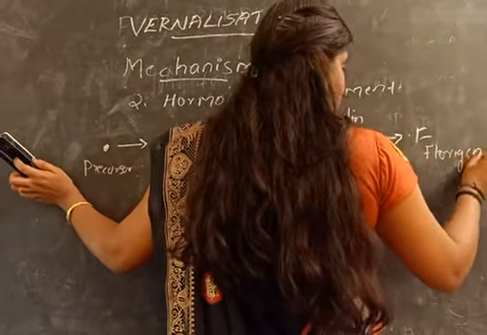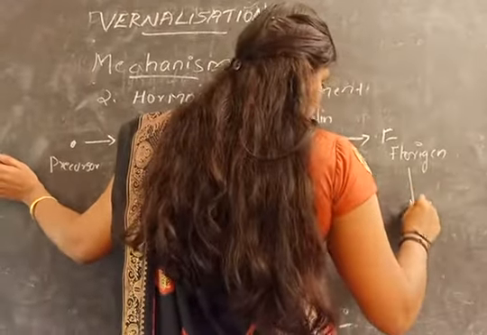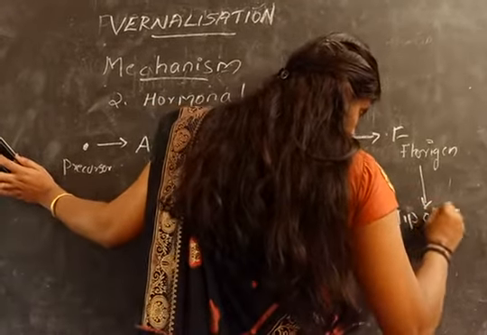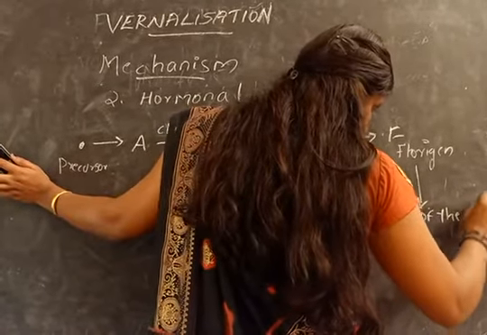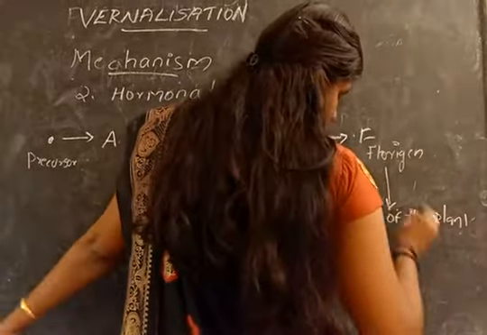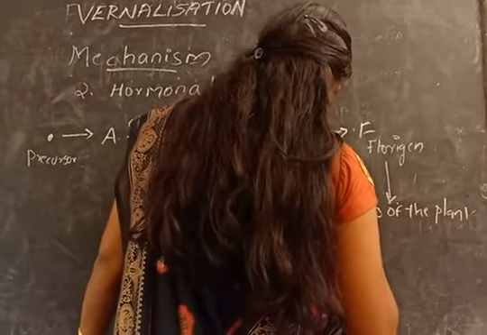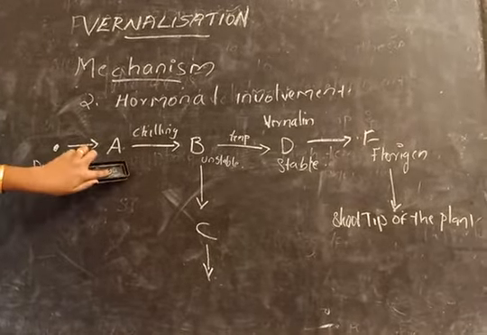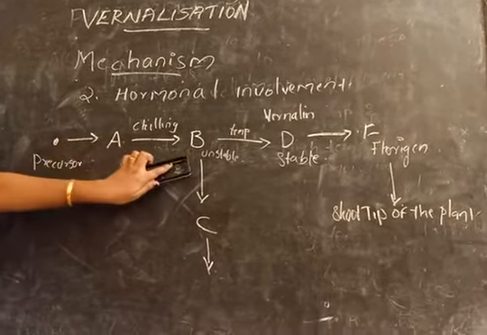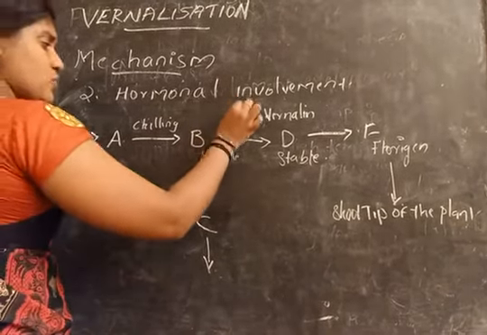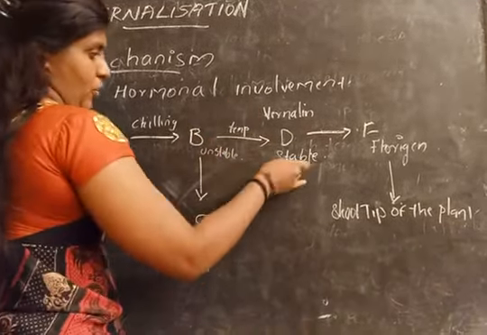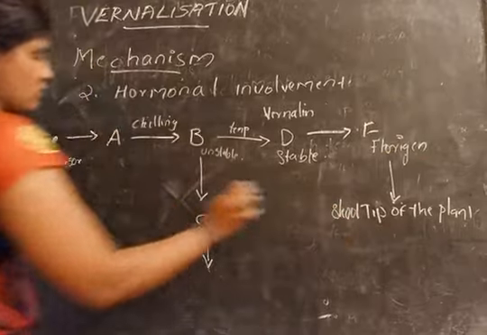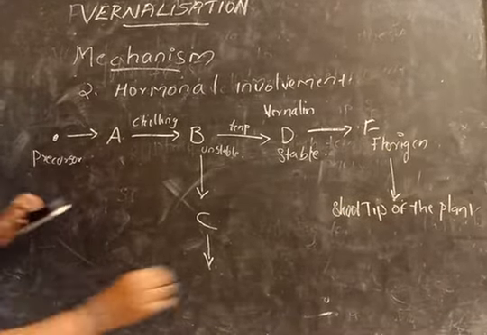Florigen is the hormone which is responsible for flowering, and this florigen is transported to the shoot tip of the plant. So from the precursor molecule, a substance A is formed, and under chilling, the A is converted to an unstable compound called B. In suitable temperature, the B is converted to a stable compound called D, also called vernalin, and this is converted to florigen, which is transported to the plant tip for flowering.